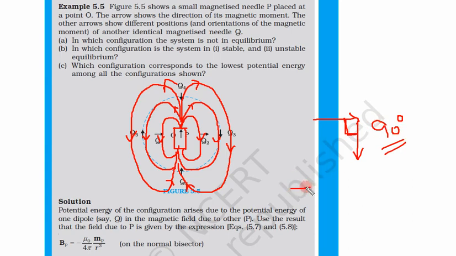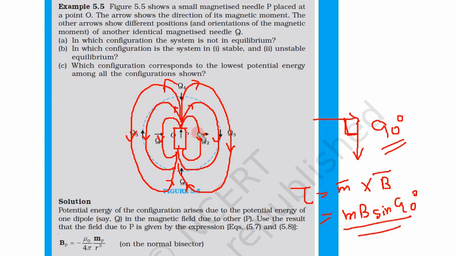So in case of 90 degree, tau is m cross b, m b sin theta, and sin 90 is 1. So we have a torque. This is not stable. Q1 is not in equilibrium.